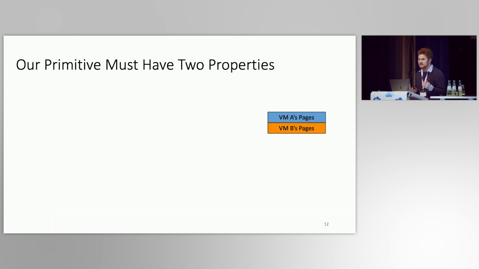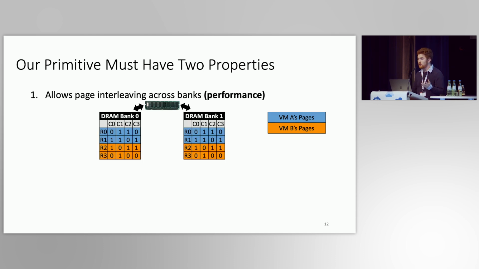So altogether, this means that our primitive needs to have two properties in light of multi-tenant isolation. The first is that we want performance by allowing page interleaving across banks. In order to be able to fully realize and fully use our DRAM bandwidth, we must have DRAM bank-level parallelism, or we're dead in the water for practicality.